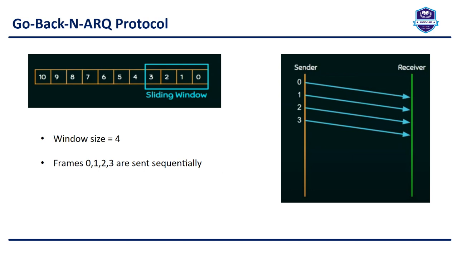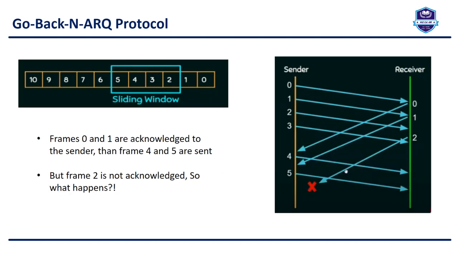So let's see how go back N ARQ protocol works. As we have seen in the sliding window protocol, here go back N ARQ protocol first sends the first four frames, which are 0, 1, 2, and 3. The receiver will receive those four frames and acknowledge the sender with the zeroth frame acknowledgement. Then the sender will send the fourth frame, and the receiver will send the acknowledgement for the first frame. Further, the sender will send a fifth frame.